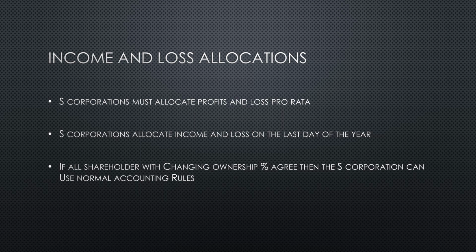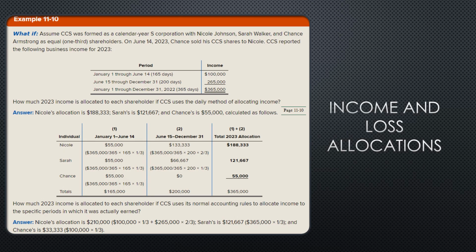However, if all shareholders with changing ownership percentages agree, the S corporation can instead use the normal accounting rules to allocate income or loss. Now we'll go over the example given to us in the book and see how it works. So we know that Chance, which is one of the shareholders, sold his shares to Nicole, which is another shareholder. And this was on June 14th.